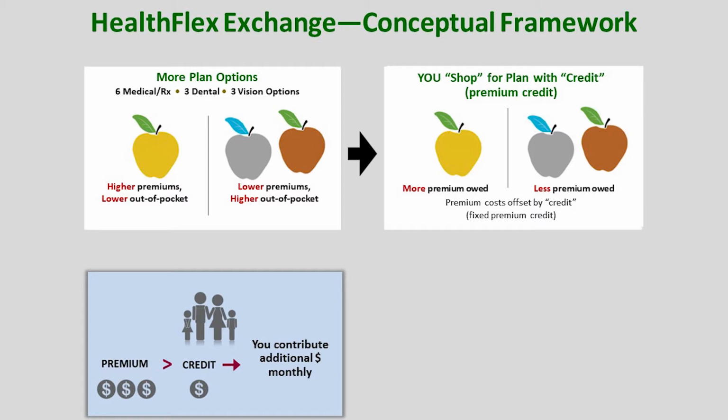You will have colors on the apples. The gold colors on the apples represent the medical plans that have the higher premiums but lower out-of-pocket costs. The silver and the bronze apple plans have lower premiums but higher out-of-pocket costs. And then we're going to talk about a premium credit and what your contribution is for the health insurance.